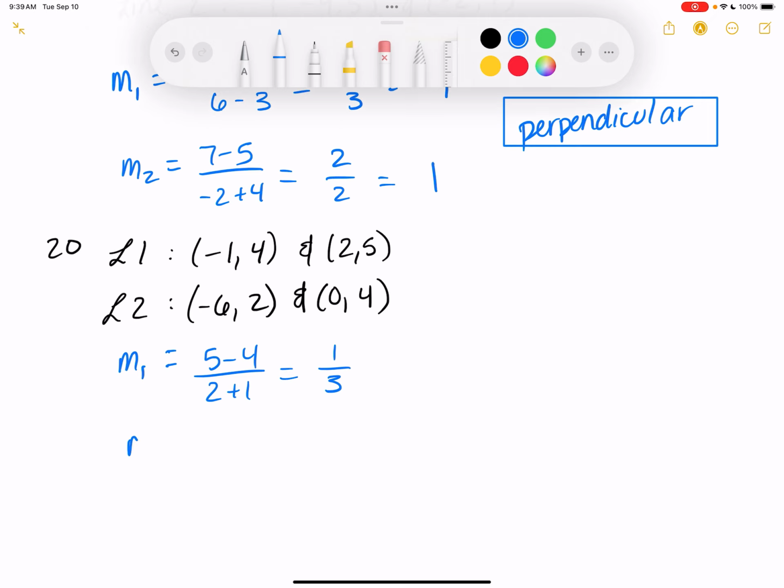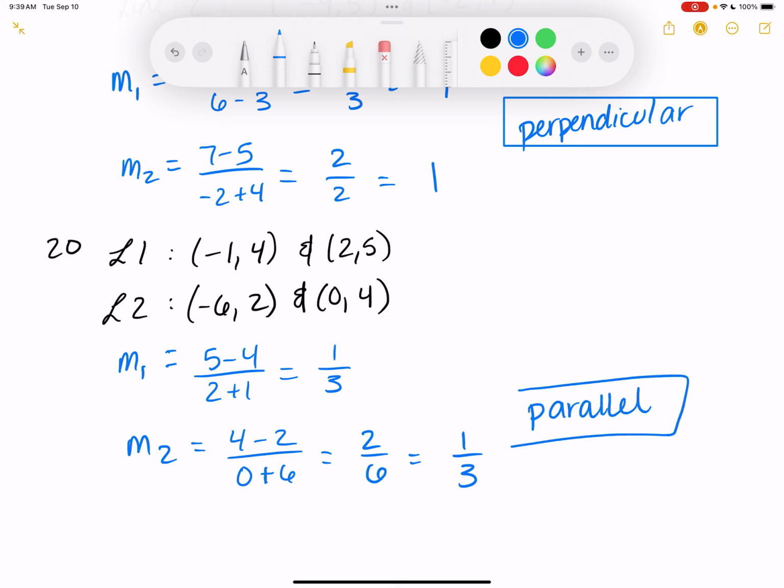Somebody else do slope of 2. Julia, what's 4 minus 2 over 0... It's going to end up being plus because it's minus a negative. But then you get what? Which is 1/3. So what are these? Parallel. That's why you should always set up your work.